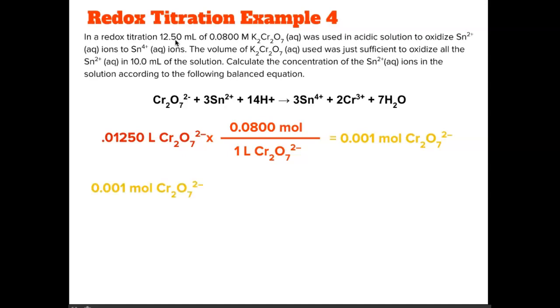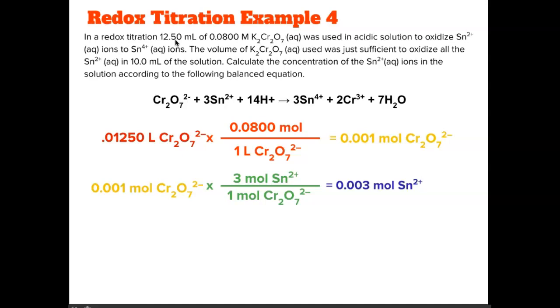Now that I know how many moles of dichromate I have, I'm going to use my mole ratio to figure out how many moles of tin that would be. For every 1 mole of dichromate, I get 3 moles of tin. Once I do that, I know how many moles of tin I have. So 0.001 times 3 is equal to 0.003 moles of tin.